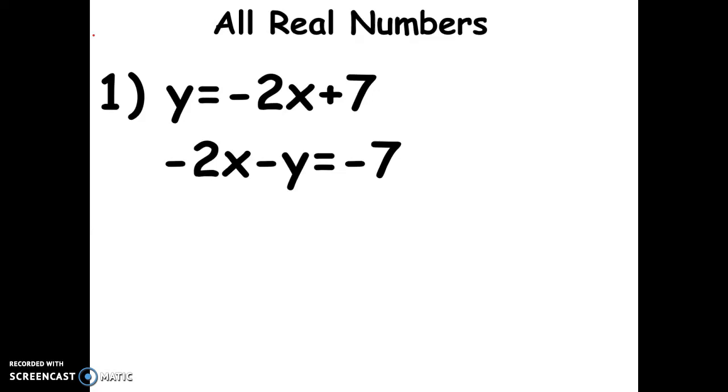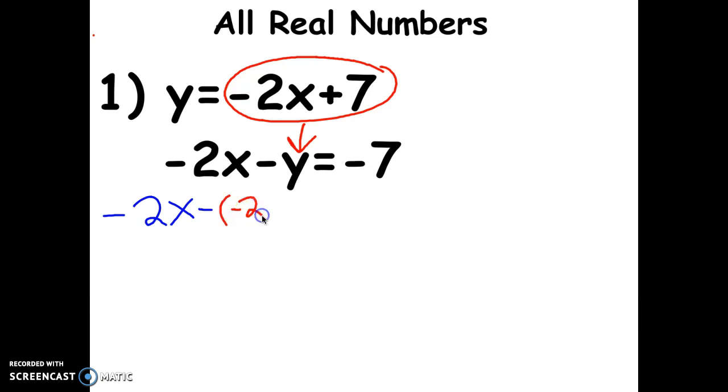All right, so we see that one of the equations is already solved for a variable. So we know that we need to take the expression -2x plus 7 and plug it in where we see y in the other equation. So -2x, and y'all, excuse me, I'm writing with my finger. My pen is not working, so if it looks a little crazy, that's why. -2x plus 7 equals -7.